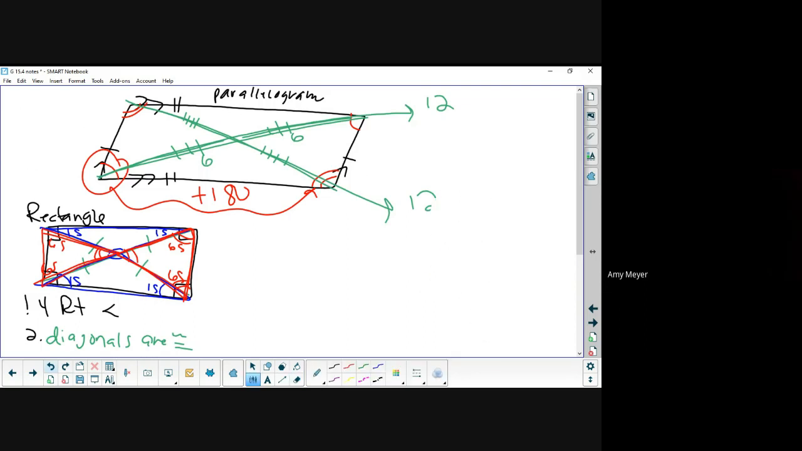And then we have rhombus. Try not to call it a diamond. That's not really a mathematical term. A rhombus. Let me spell it for you. R-H-O-M.